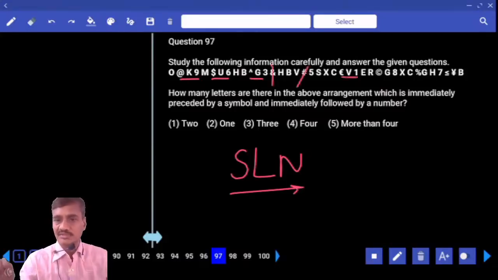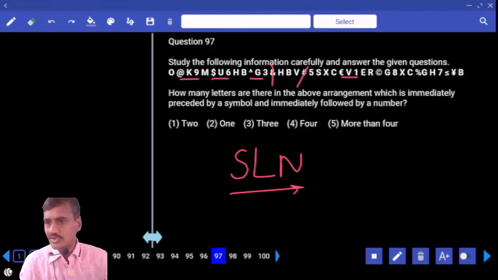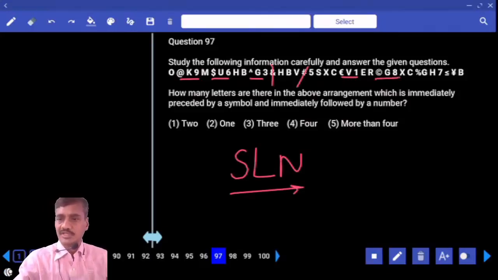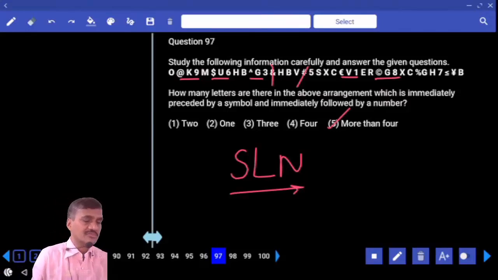Symbol, letter and a number. 4 came, and next one, one more is enough. Symbol, letter and a number. Hence more than 4. No need to check the remaining. Done with this? Symbol, letter and number.